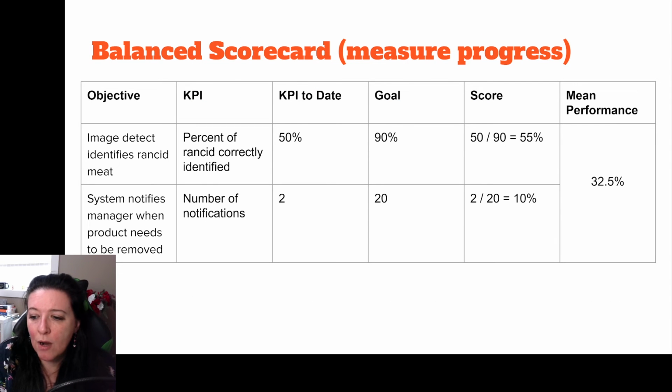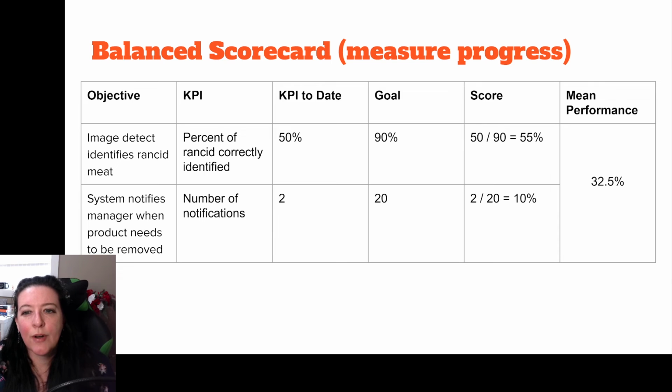So if we're talking about our meat example, we want to detect rancid meat. And we're building an algorithm related to that. So we're going to create this data, right? Our testing data, our training data, and we're going to create the algorithm and tune it. So we want to measure how well that algorithm is doing by percent of rancid meat correctly identified. Right now we are correctly identifying 50%. We know that 100% identification is probably not possible. The goal is 90%. So 50 divided by 90, our score right now is 55%.